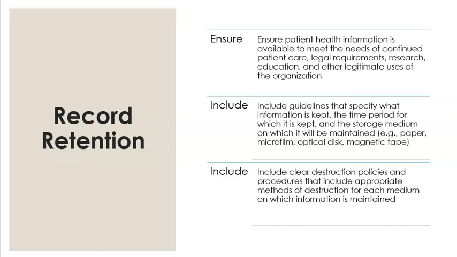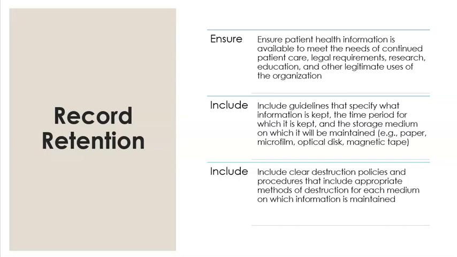Now, AHIMA actually has some great guidance on record retention and destruction. According to AHIMA, at a minimum, our retention schedule, and this is our policy, must ensure that the information is available to meet the continued needs of patient care, legal, research, education, and other legitimate reasons that the organization needs to use the data, minimal necessary. It should also include guidelines that specify what information is kept and how it's going to be kept. So is it going to be a paper record? Is it going to be microfilm? Is it going to be scanned in?